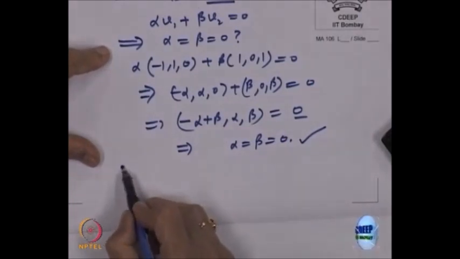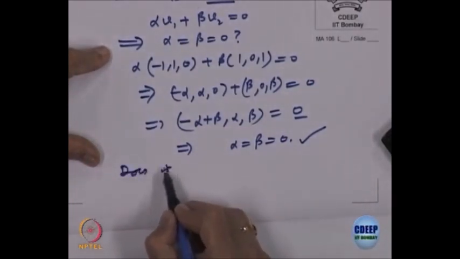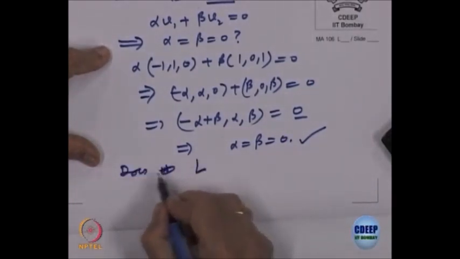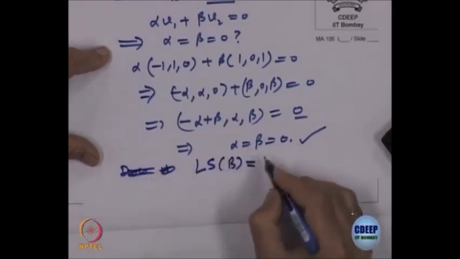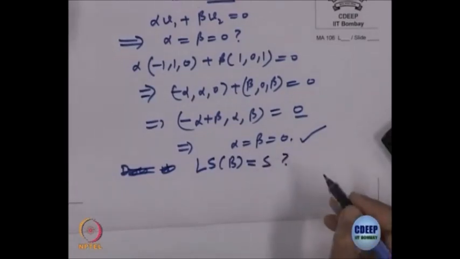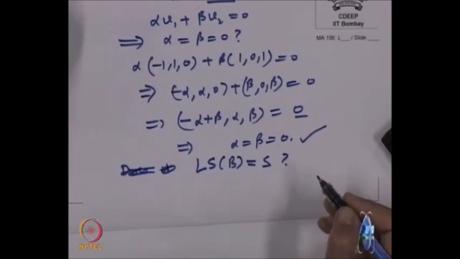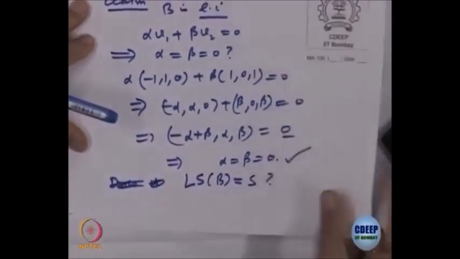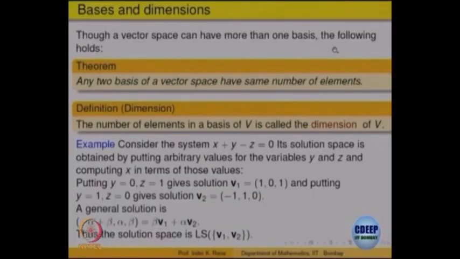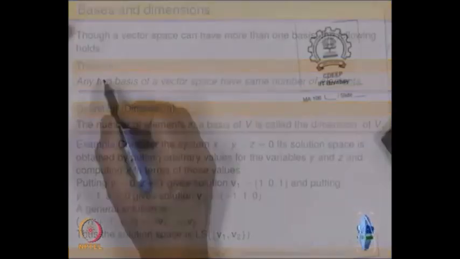Okay. Does it generate everything? Does that mean the linear span of B is equal to S, that all solutions are linear combinations of these, right? That is what we have to check. So, let us check that. You can write a general solution in terms of V 1 and V 2. So, what does the general solution look like?